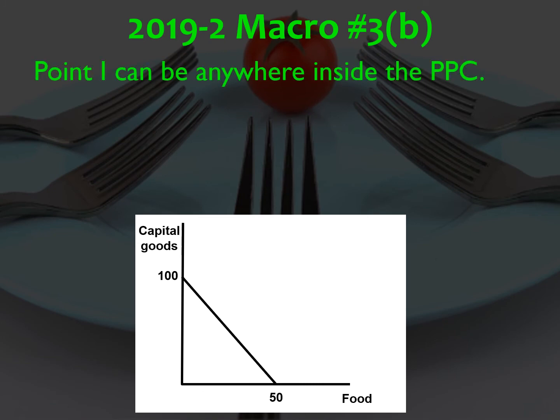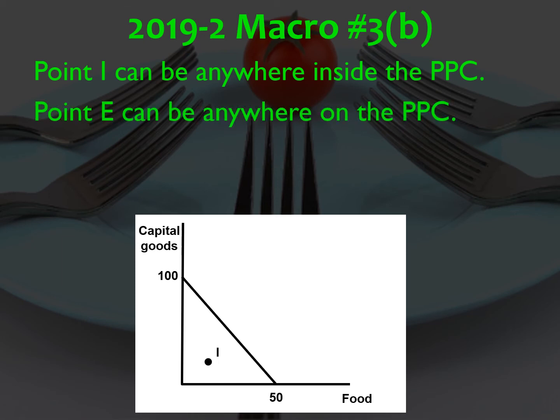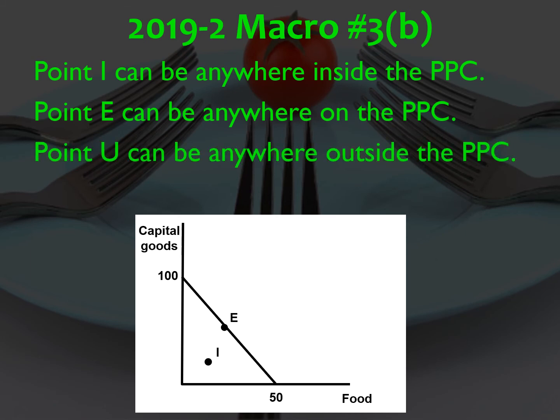Point I can be anywhere inside the PPC. That's inefficient. Point E, efficient, can be anywhere on the PPC itself. So it could be there, it could be higher towards the 100, it could be lower towards the 50. It doesn't matter as long as it's on the PPC. Point U has to be anywhere outside or beyond the PPC, say there.